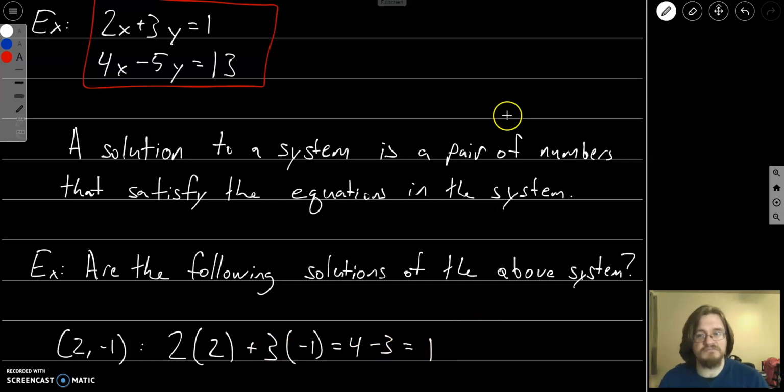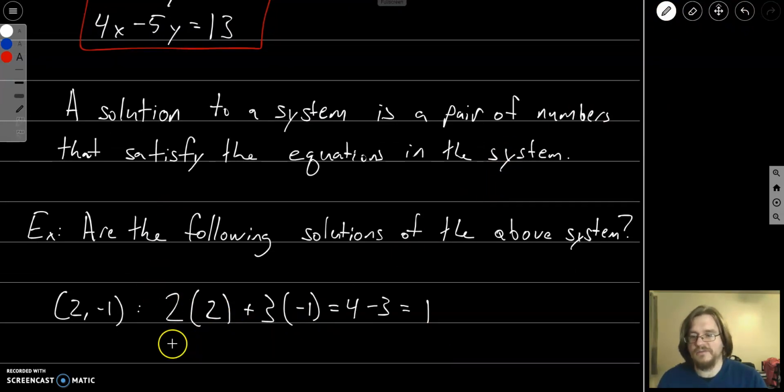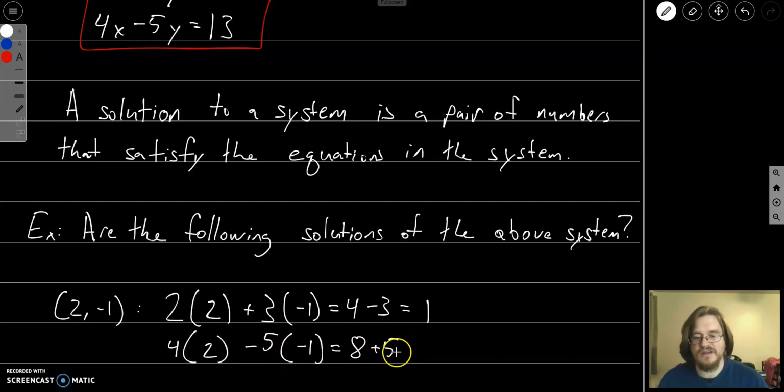So the first equation, good. Let's look at the second equation. We have 4 times x, which happens to be 2, minus 5 times y, which happens to be negative 1. 4 times 2 is 8, and negative 5 times negative 1 would be positive 5, and 8 plus 5 is 13. So, yes, this is a solution.